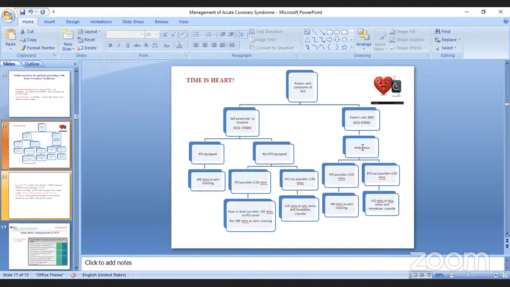In case the patient calls the EMS, the patient is in an ambulance, and in the ambulance, the ECG is showing STEMI. Here also, we have to determine whether the PCI is possible within 120 minutes. Then the target is less than 90 minutes to wire crossing. If PCI is not possible within 120 minutes, then less than 10 minutes to a lytic bolus and immediate transfer to a PCI facility is recommended.